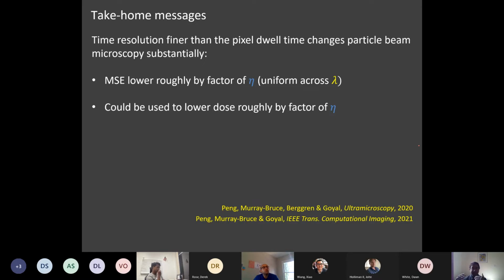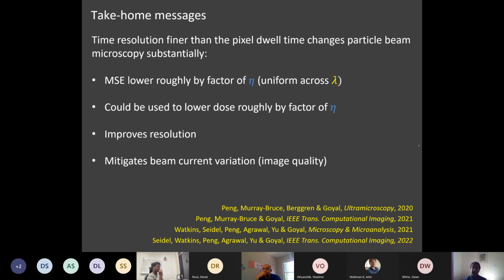That same improvement, instead of thinking of it as a reduction of the MSE, if I'm willing to have the same MSE, I could lower the dose roughly by a factor of eta. I showed how this could be interpreted as leading to an improvement in spatial resolution. I showed that we can mitigate beam current variations in terms of improving the image quality, and that might also enable some kind of online diagnostic of the instrument. I hope there's a lot more that we can do along these lines.